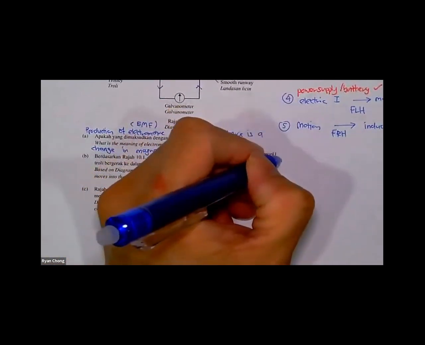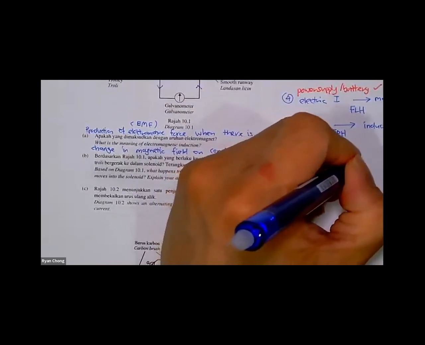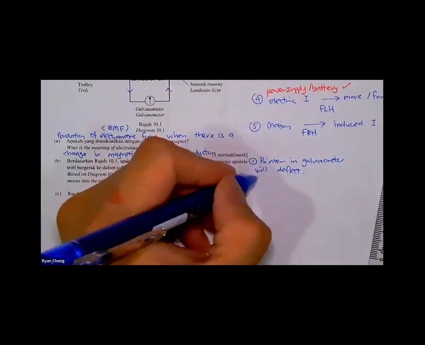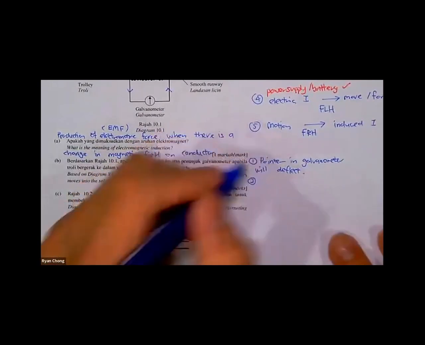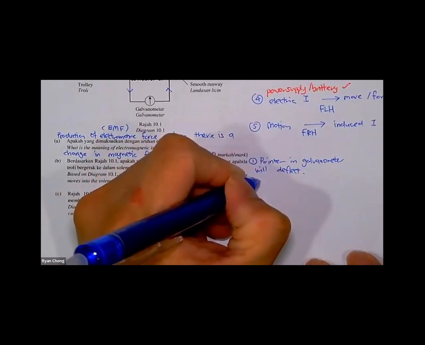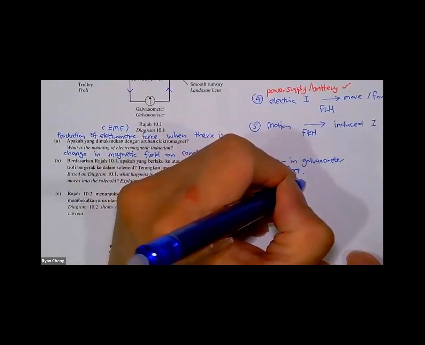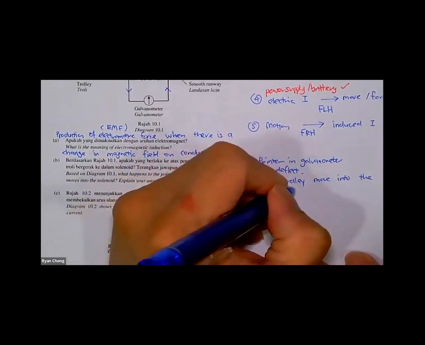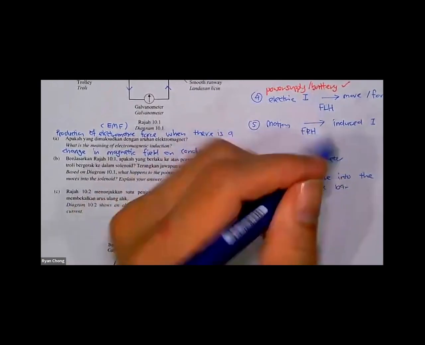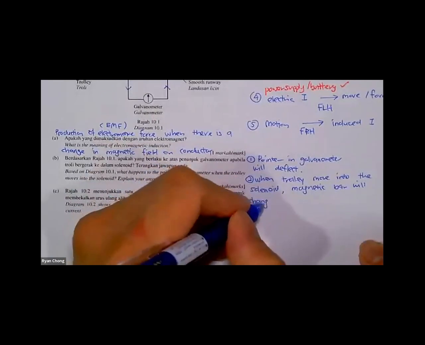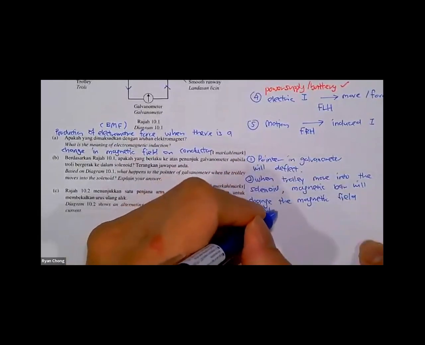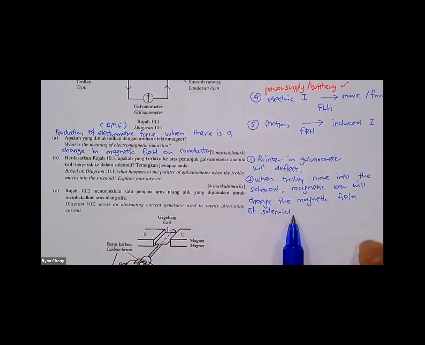What happened to the pointer? First thing, the pointer in the galvanometer will deflect. One thing is deflect, 1 point. Second point, then you explain why. When the trolley moves into the solenoid, the magnetic bar will change the magnetic field of the solenoid. Right, 1 mark for move in, 1 mark for change magnetic field.